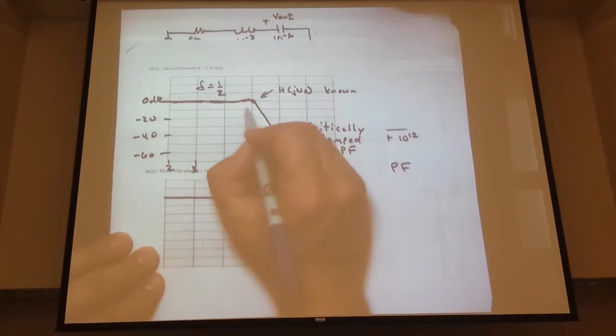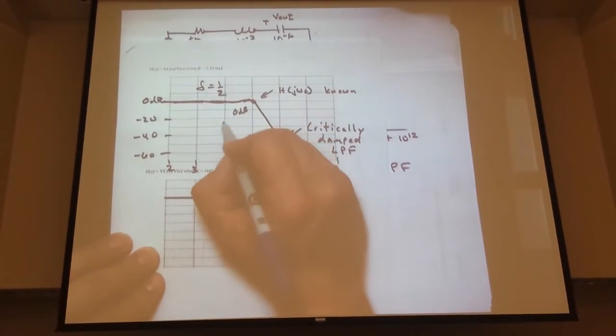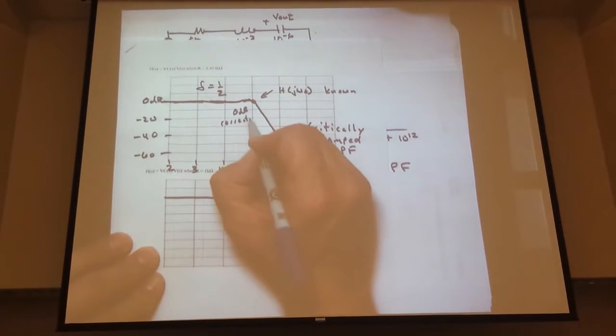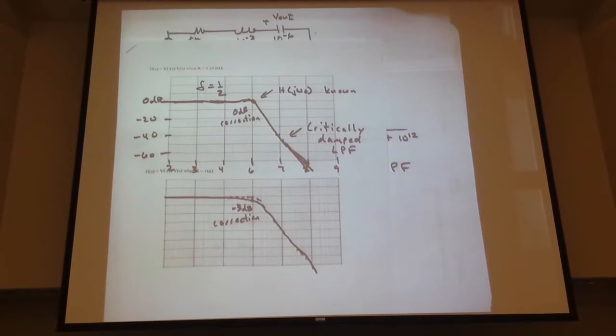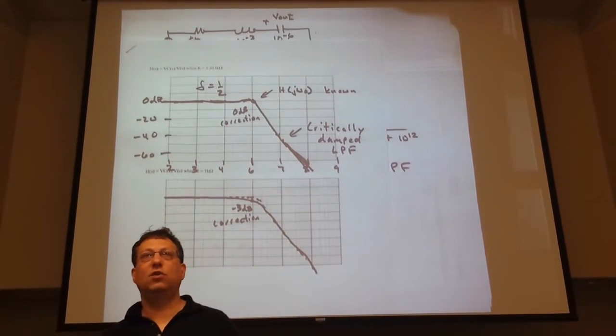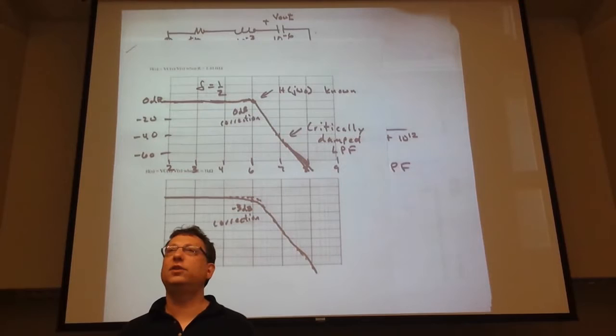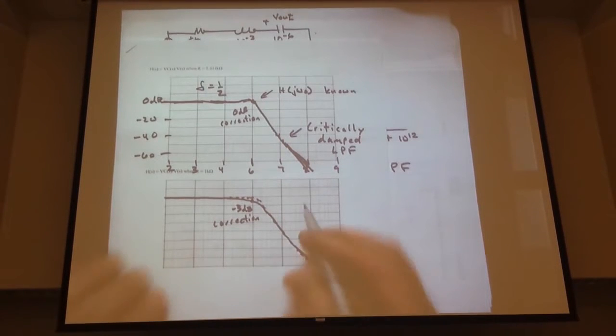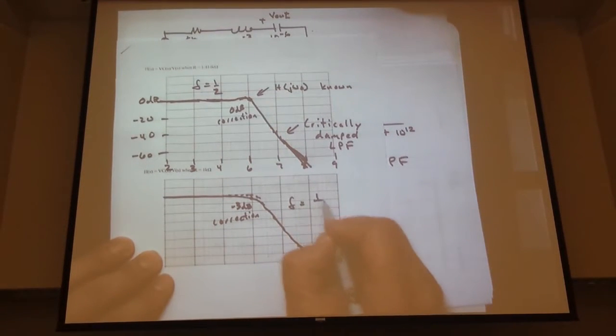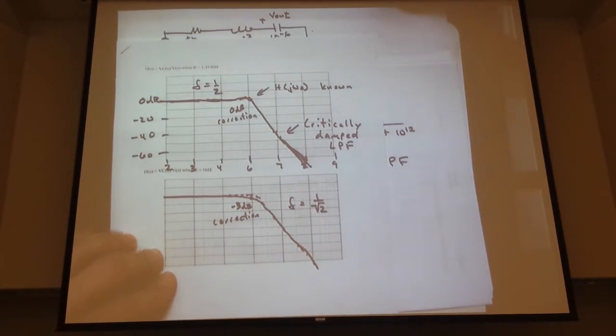Here our correction is 0. 0 dB correction. You can write it out for completeness. Minus 3 dB correction. And again, we're talking about correction to the straight line approximation of the critically damped response. So the critically damped case is our relative case. And here's our correction. And this is 1 over square root of 2.